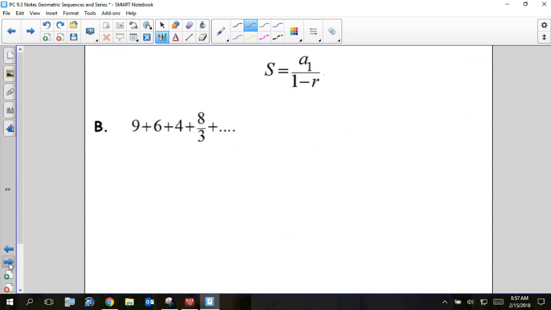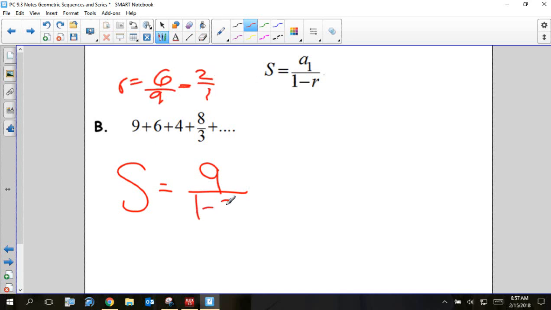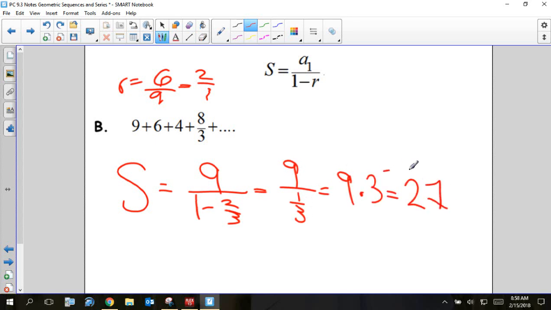And then last one, first term is 9. And the rate, we would put 6 over 9 and reduce that. We do 1 minus 2/3, 9 over 1/3. That gives me 9 multiplied by 3, 27.